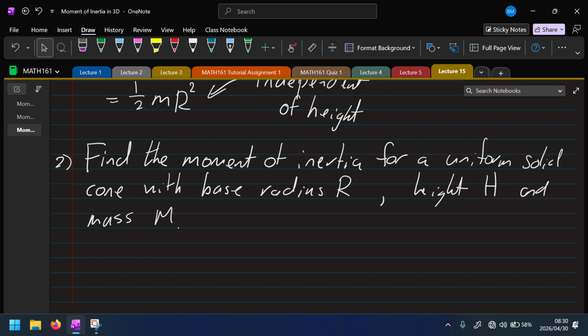So for tests and exams, I'm not going to give you some very funny shape. It's going to be something simple like this. Okay, so maybe pyramid, cone, cylinder, that donut shape. Okay, something quite simple. All right. Any questions for this one?